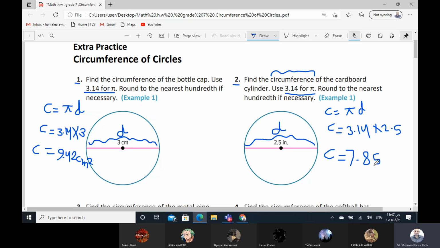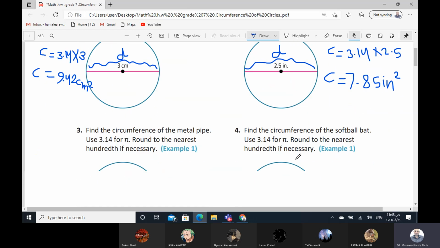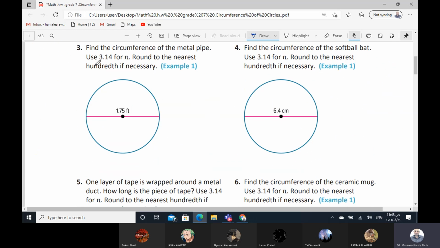And what is the unit here? Inches. Inch square. Great. Who carried exercise number 3, please? Can I read? Yes, Leah.